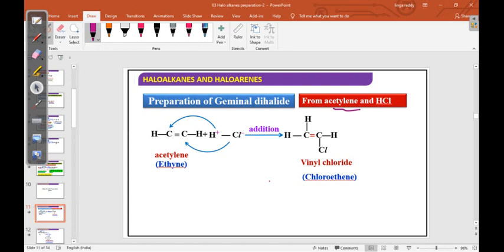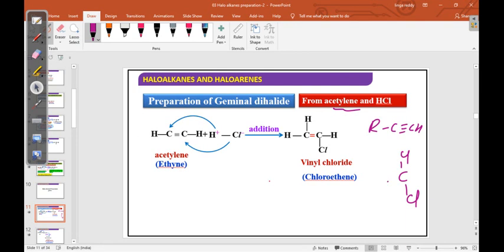Here, not only acetylene, you can take any alkyne also, like this. In these two cases, we are getting geminal halides, geminal dihalides. What are the geminal dihalides? On the same carbon, if two halogens are there, that is geminal. On adjacent carbons, that is called vicinal.